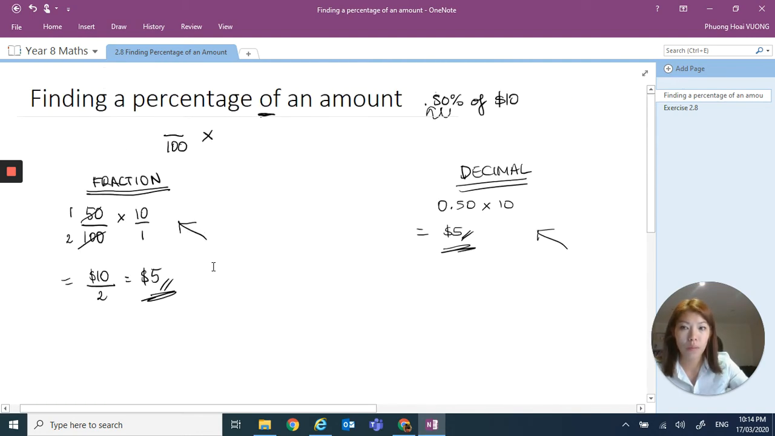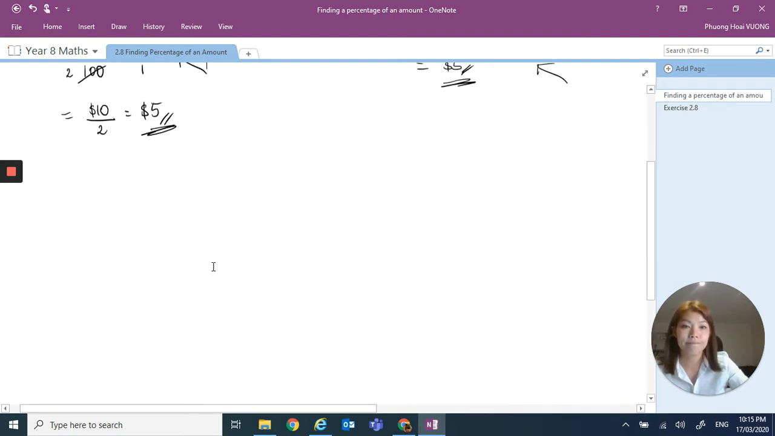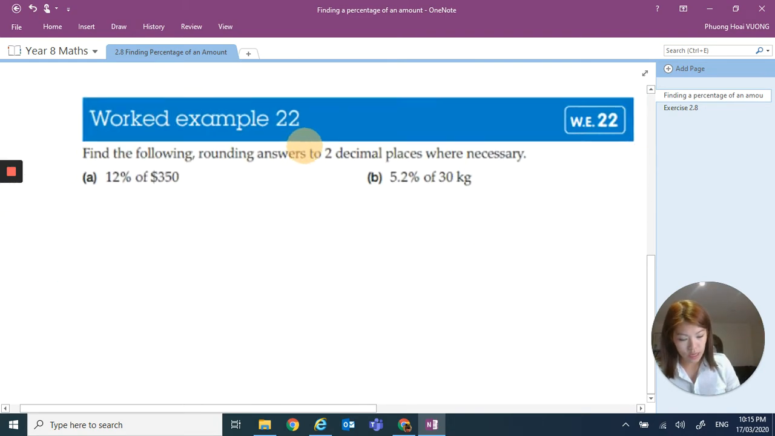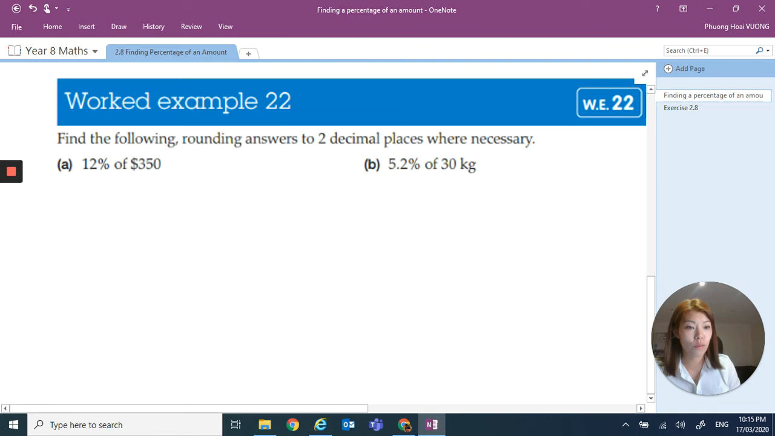Oh, by the way, pause the video if you're taking a while to copy the notes. There are no other notes for this topic. This is the page to copy. So pause. Okay, when you're done, we are going to do the worked example from the textbook.